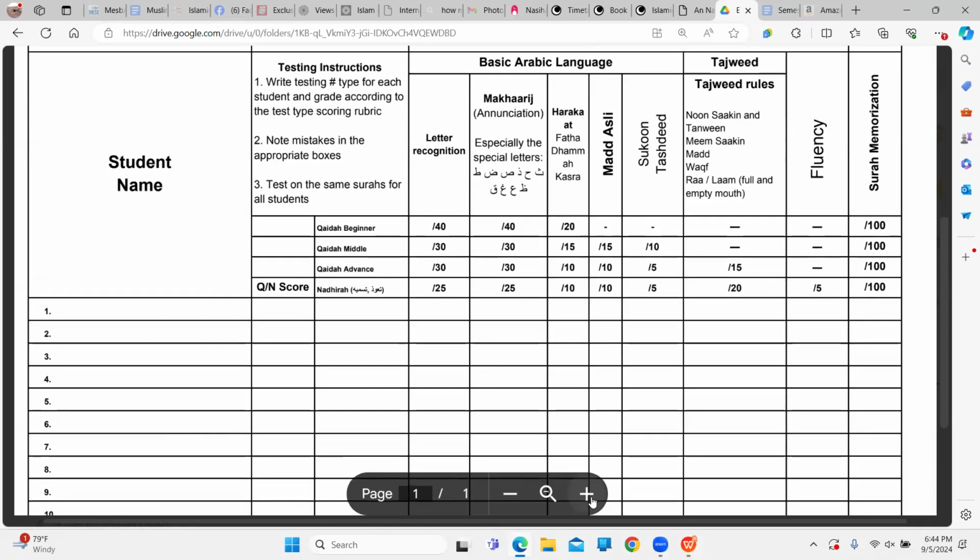Yes, so advanced is the second box. You see the qaida middle? Qaida middle is the second box. In the second box, they did sukun and tajdeed. The third box is qaida advanced. In qaida advanced, they have learned the noon sakin and mim sakin rules.